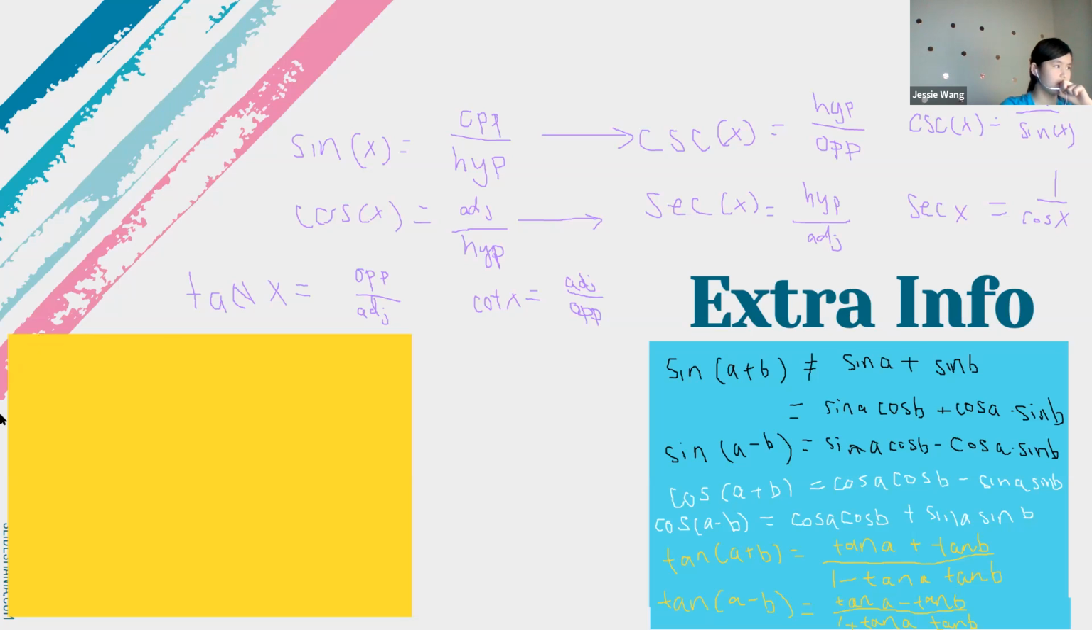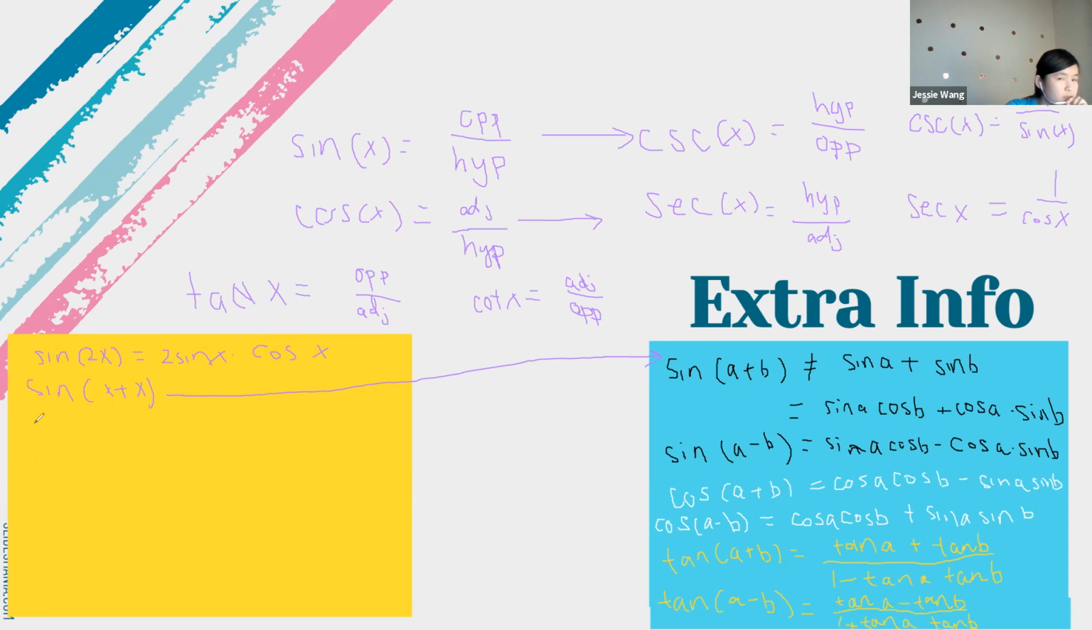I'll also give you the double angle formulas. So these are actually particularly useful. If you want to find sine of 2x, this is equal to 2 sine x times cosine x. And the way we find this formula is by rewriting this as sine of x plus x, and then plugging that in to this formula right here. That's how we find both of these.